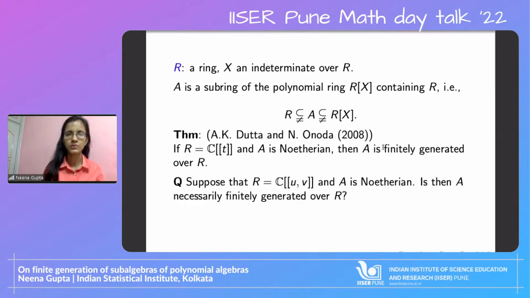So this was a theorem. What about if instead of one indeterminate T, you have two indeterminates? So it's a complete ring of dimension 2 and A is Noetherian. Is A then necessarily finitely generated over R? Here the answer is no. We have constructed that example.